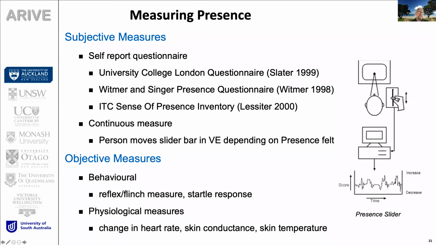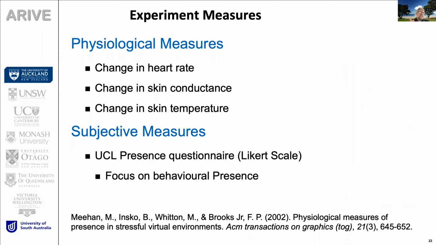Up until that time, people used a wide range of subjective, self-report measures of presence. But what they wanted to do is explore objective measures, and in particular measures that can be captured from physiological cues. So they measured the change in heart rate, the change in skin conductance, and also change in skin temperature. They wanted to see if that would correlate with subjective measures from the well-known UCL presence questionnaire, which was a Likert scale questionnaire, especially focusing on behavioral presence.